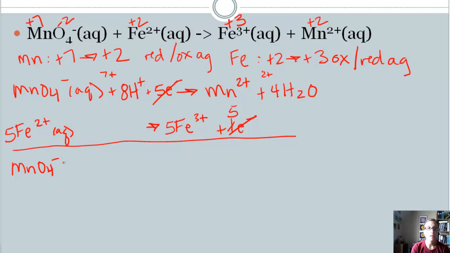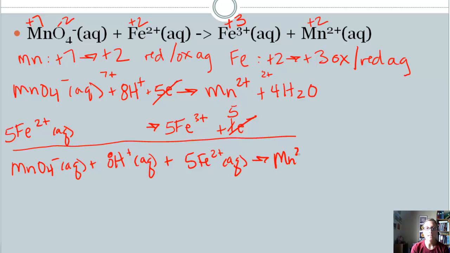So MnO4- plus my 8 H+ and my 5 Fe2+ ions. And that's going to go to my Mn2+ ion, my 4 H2O, and my 5 Fe3+ ions. And if I do a quick check, everything should be balanced out, and it looks like it is, and the charges should be balanced as well. So that's it.